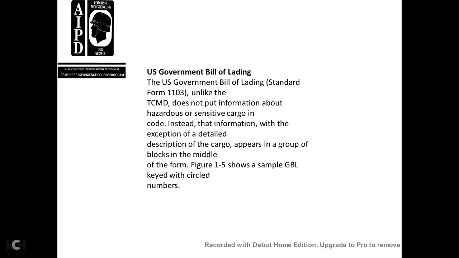U.S. Government Bill of Lading. The U.S. Government Bill of Lading, Standard Form 1103, is used like a transportation cargo material movement document, but it does not give information about the hazard or sensitivity of the cargo over the code. Instead, the detailed description of the cargo appears in a group of blocks on the form. Figure 1-5 shows the Government Bill of Lading with key circled numbers.